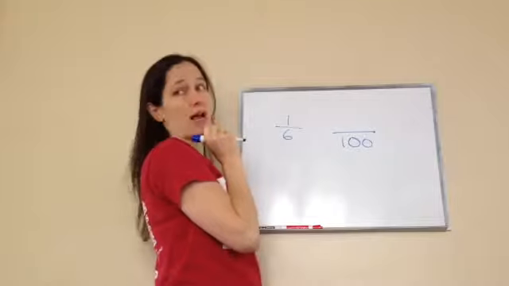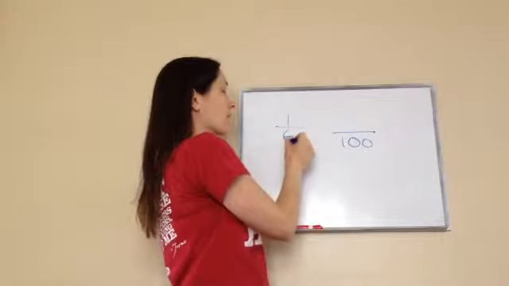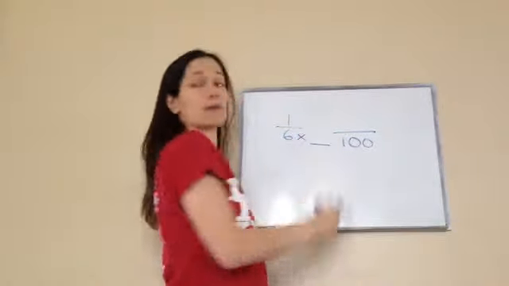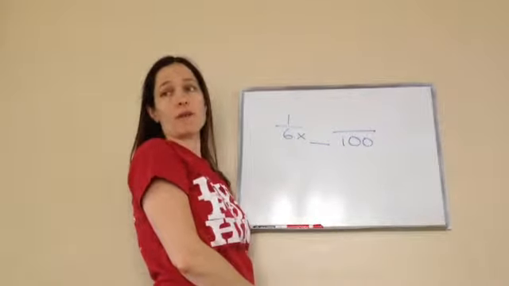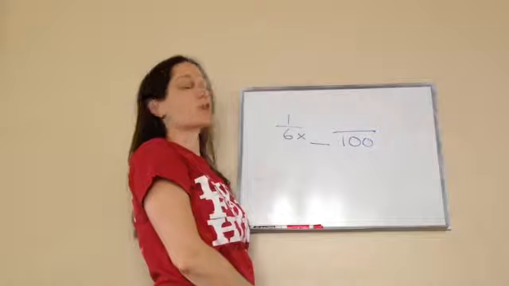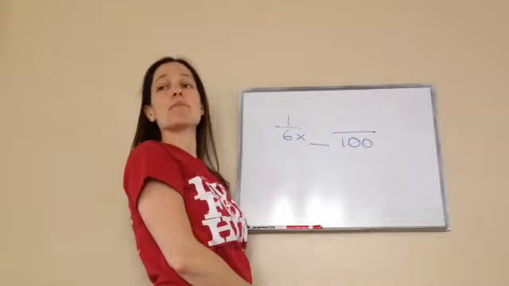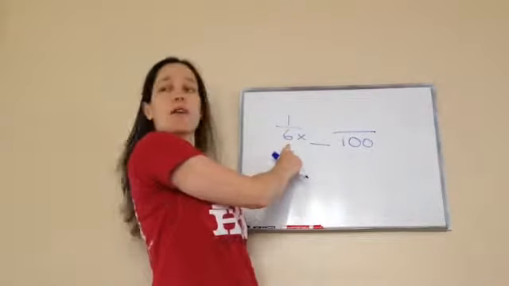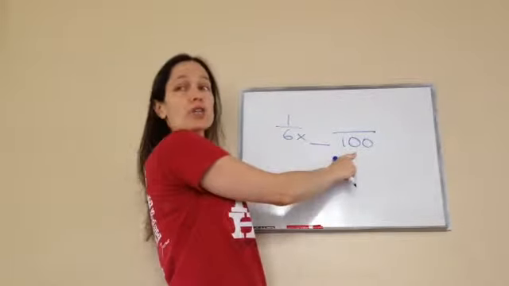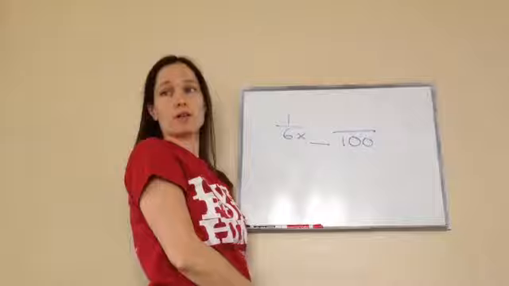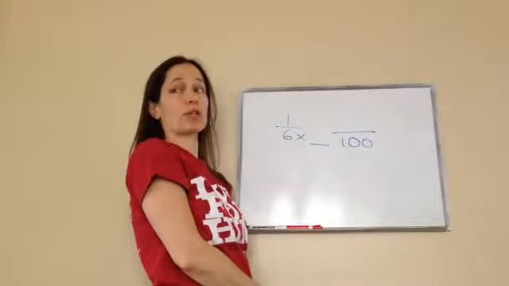Now watch what happens. We'd have to multiply 6 by however many 6s are in 100. But guess what? It doesn't come out evenly or balanced. So when you reach a fraction where you cannot come up with an even number that will equal 100, we have to do it differently. So watch what I'm going to do.